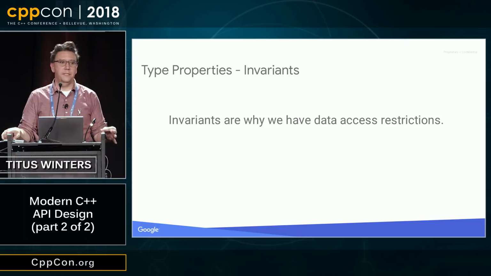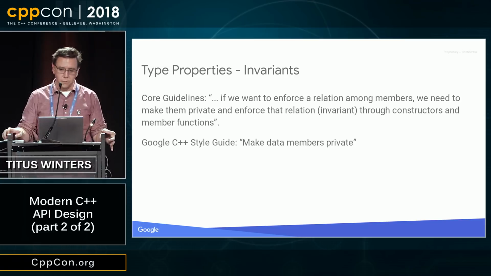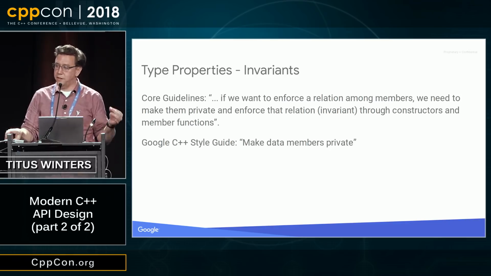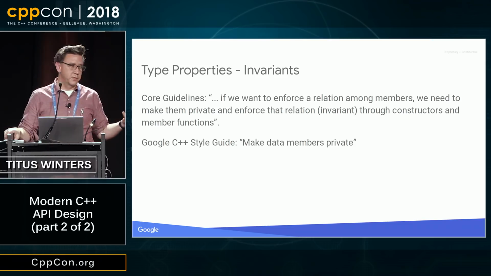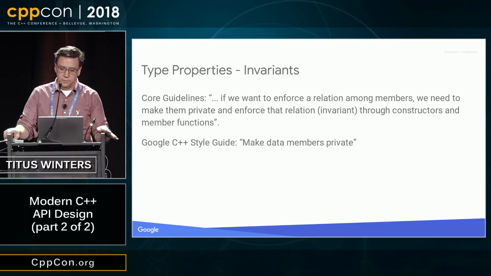Invariants are why we have data access restrictions, by which I mean public, private, protected. The core guidelines say this straight up. If we want to enforce a relation among members, we need to make them private and enforce that relation, that invariant, through constructors and member functions. The Google C++ style guide takes a much simpler route and just says, for classes, make data members private. That is largely a simplification.